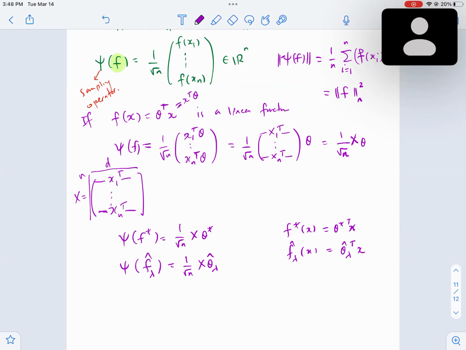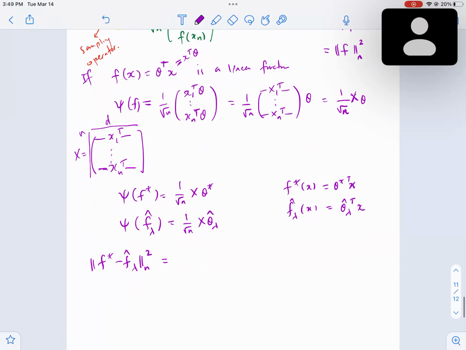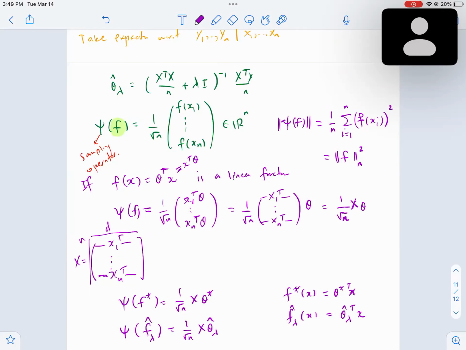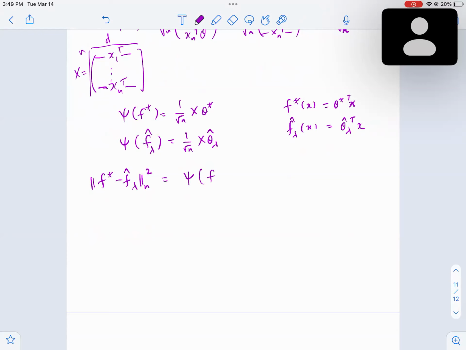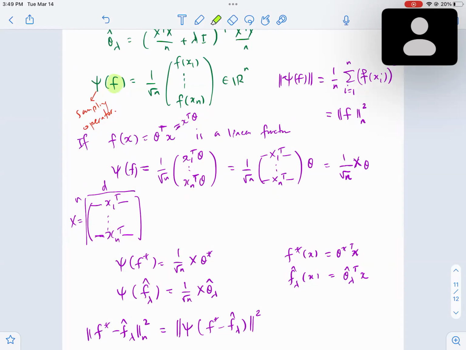So I get that. And so what I want is f star minus f hat in empirical L2, which we showed. Actually, I have to argue as well that psi is a linear function. So this is going to be psi applied to f star minus f hat, squared. That's by this argument. Imagine there's a g here, or any f. This works for any f. Now I'm applying it to the deviation of f star and f hat. So this is true.